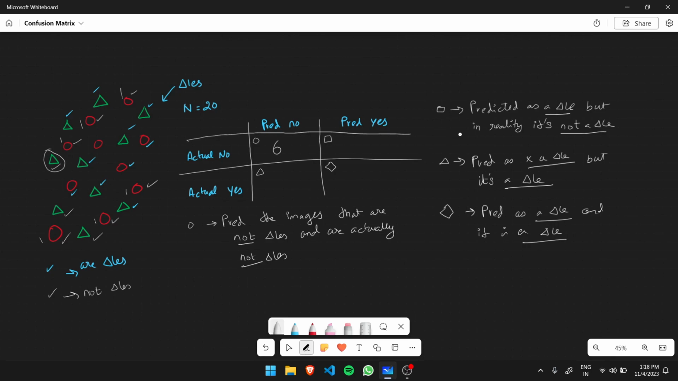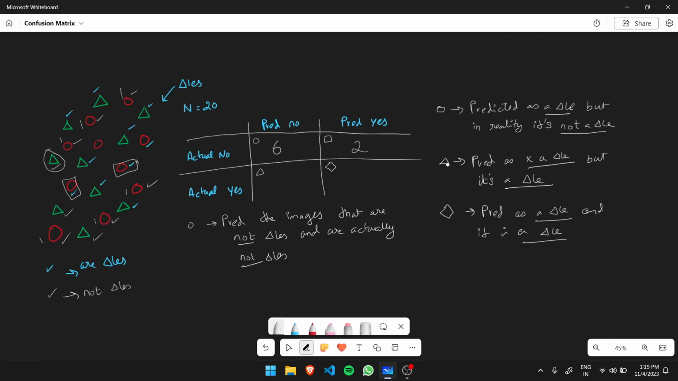All right. Next one, for our square. Predicted as triangles, but in reality, it is not a triangle. So according to this, you're supposed to check the blue tick marks and look for the ones that are ticked in blue, but are not triangles. So we have 1 here, 2 here. Yeah, so 2 is going to come here.